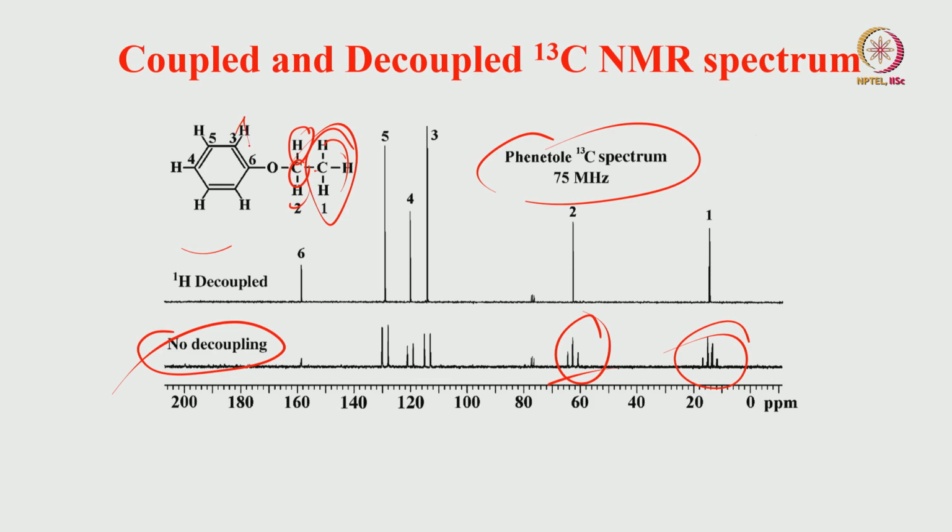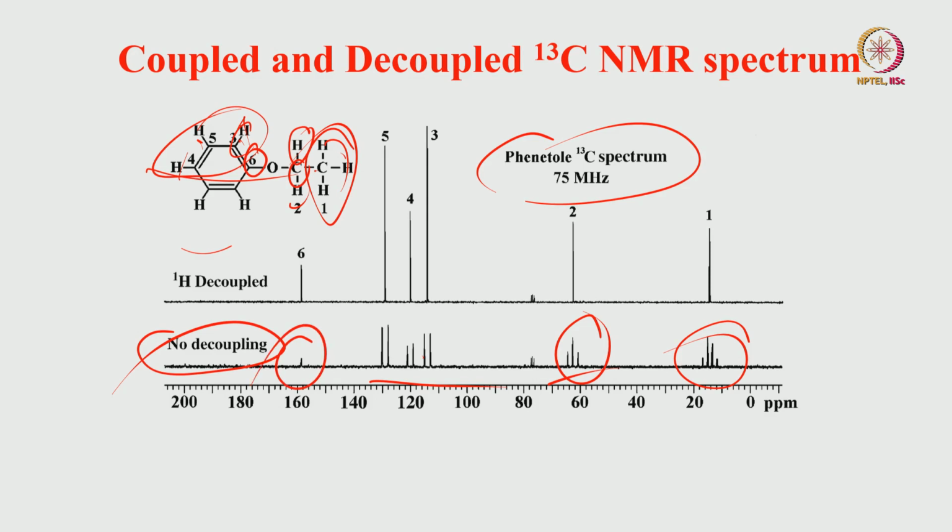And for each of the CHs, there is symmetry here, and they are equivalent. This and this are equivalent. So there are only 3 chemically inequivalent carbons. Each of them is a doublet, because it is attached to a single proton. Very nice. At the same time, there is also the ipso carbon, which is not attached to any proton. That is called a quaternary carbon.